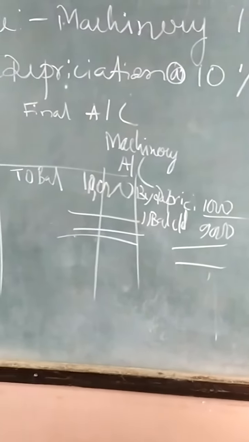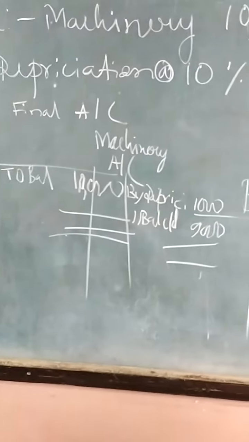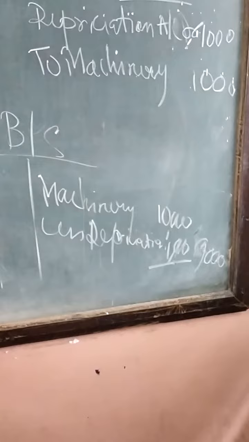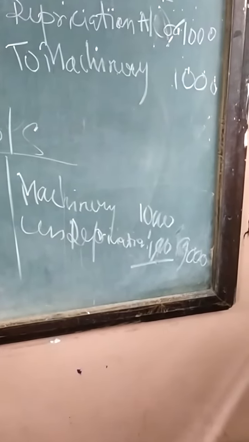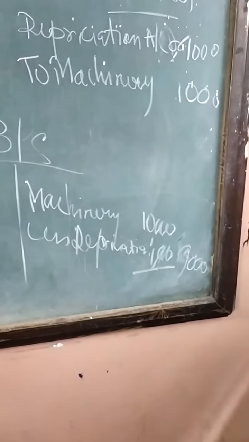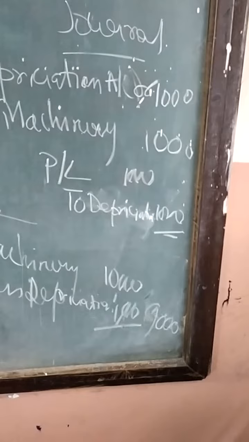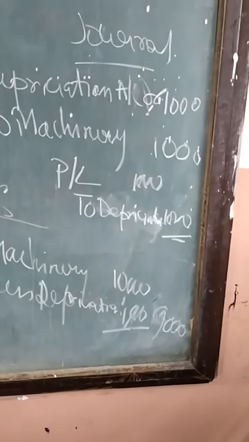And in the machinery account there is a balance of 10,000, the machinery value. So the balance carried down is 9,000, which is shown in the balance sheet as machinery 10,000 less depreciation 1,000, balance carried down 9,000 is the machinery value. So we can show one more journal entry over here, that is P&L to depreciation account. That's why in the depreciation account we have written "by P&L".